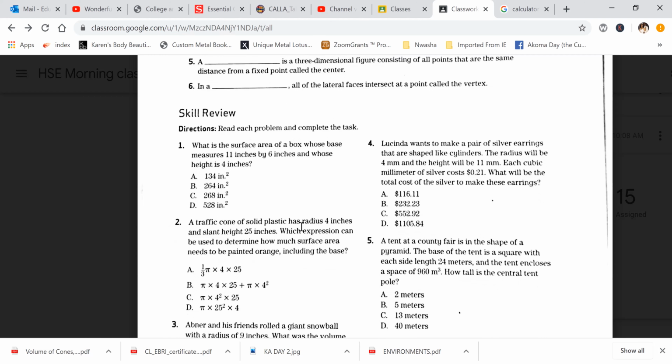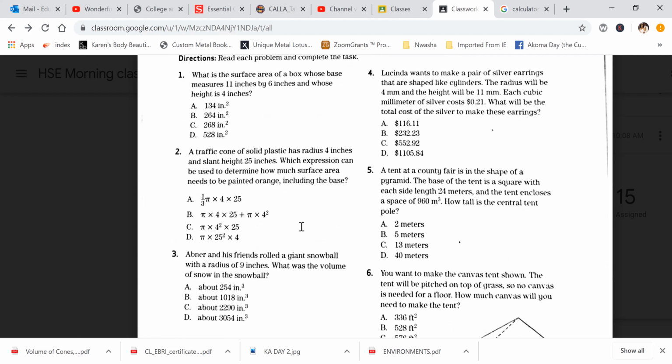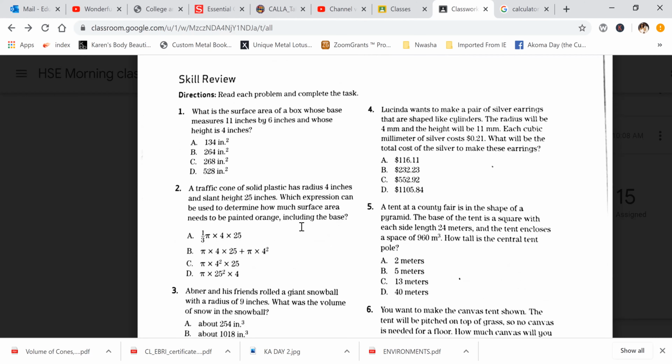So just looking at this one, number 1 is the surface area of a box. So that's straightforward, right? Number 4, Lucinda wants to make a pair of earrings that are shaped like cylinders. So now she's making something, a solid, that's based on one of the shapes. Number 2, a traffic cone is a solid plastic, right? So you're thinking to yourself going back and forth, which is a little bit more challenging. Then number 5, a tent is in the shape of a pyramid.